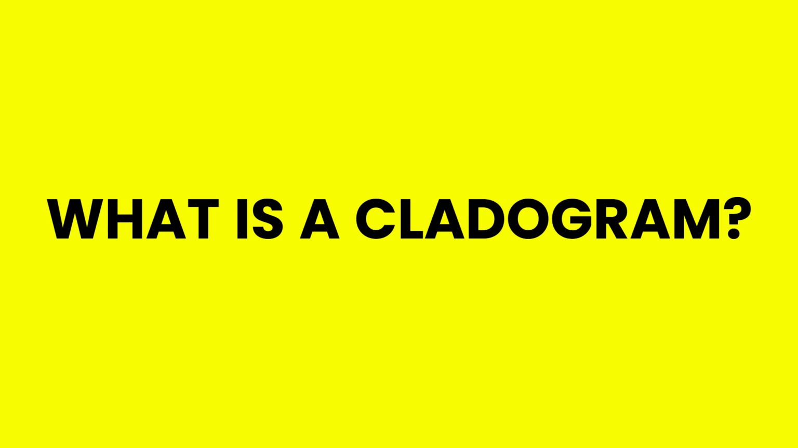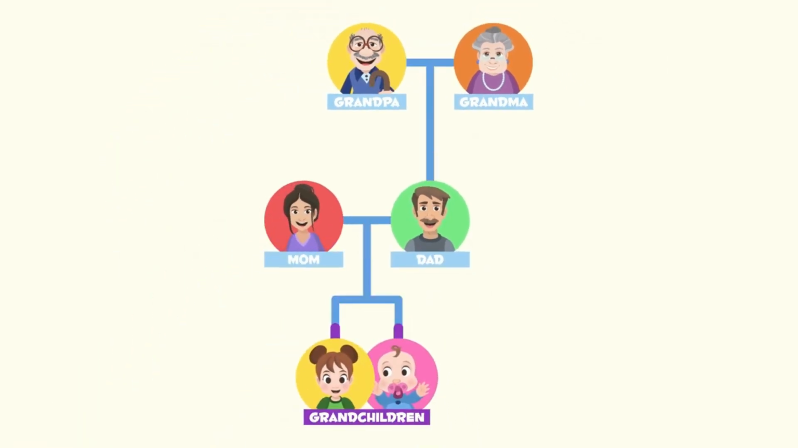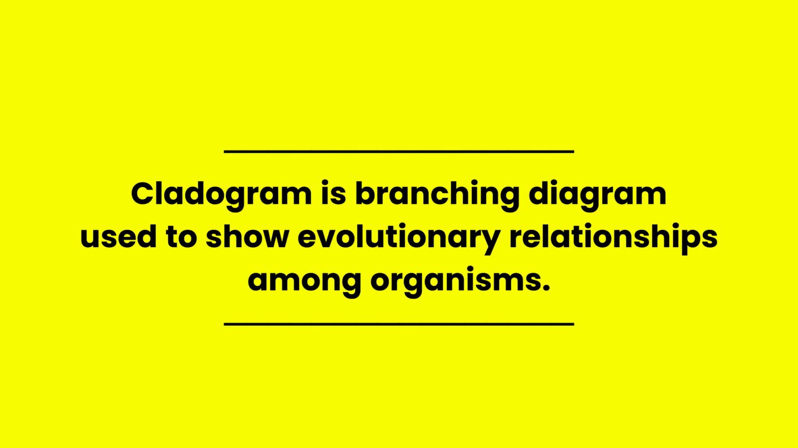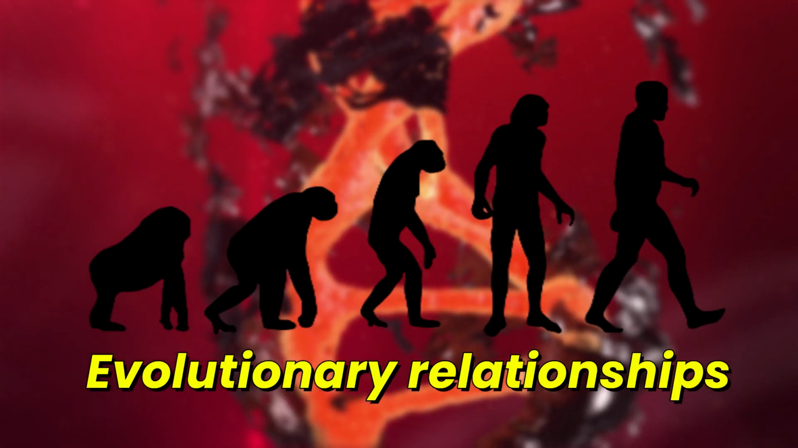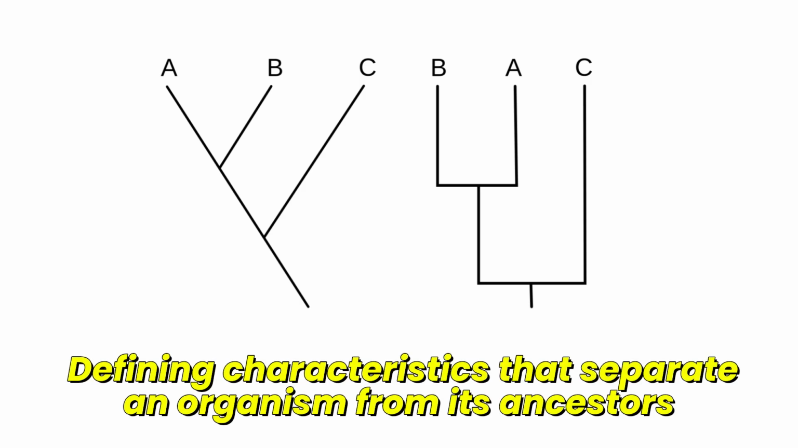But first, let's define what a cladogram is. Imagine a giant family tree, but instead of tracing your great-grandparents, we're tracing species. It's simply a branching diagram used to show evolutionary relationships among organisms. Instead of looking at just anatomical or genetic similarities, we are focusing on evolutionary relationships. Here's what cladograms look like. These diagrams help us see the defining characteristics that separate an organism from its ancestors.